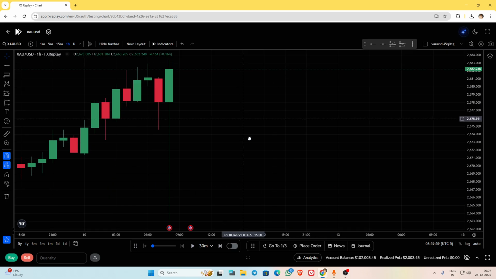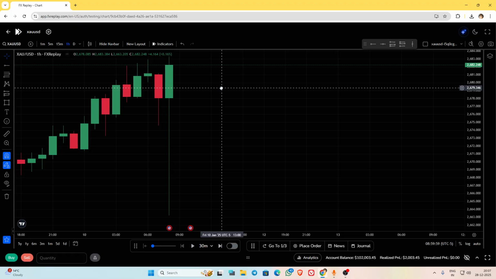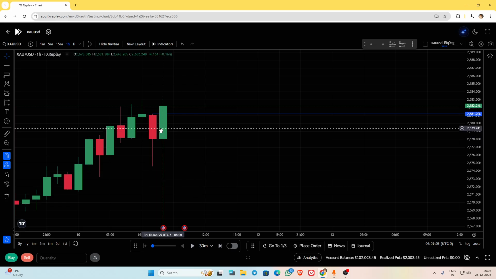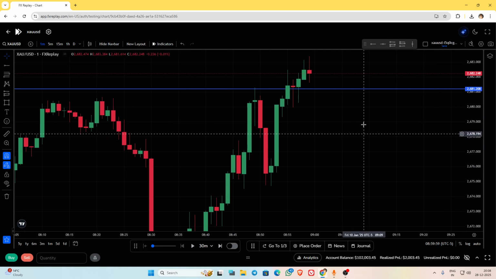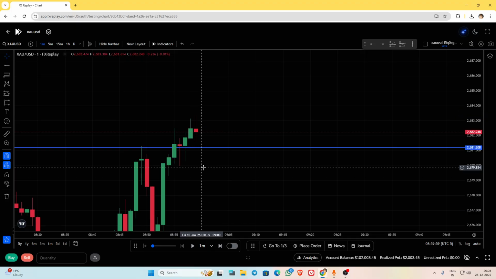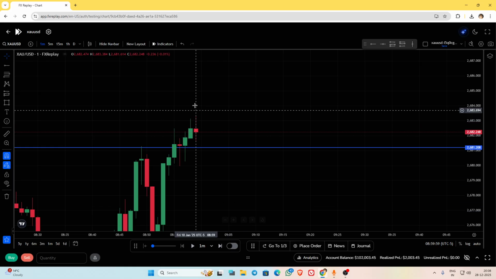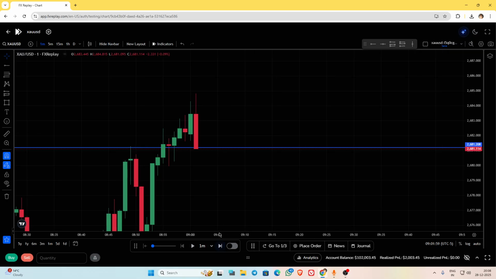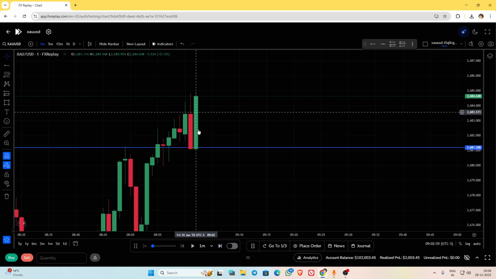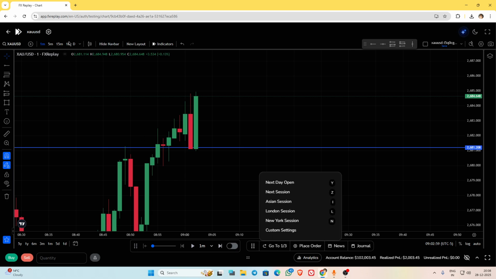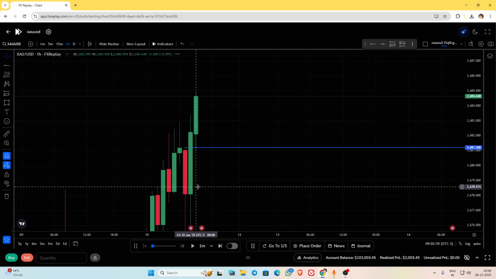Let's go to New York session. Okay, so as you guys can see, we have closed above this candle, and when I am on 1 minute, the DOL is not here. We have a very small area to get inside a trade, so I'm not going to take this trade. We have tapped. No, we have already taken out the DOL. So let's go to the next day.